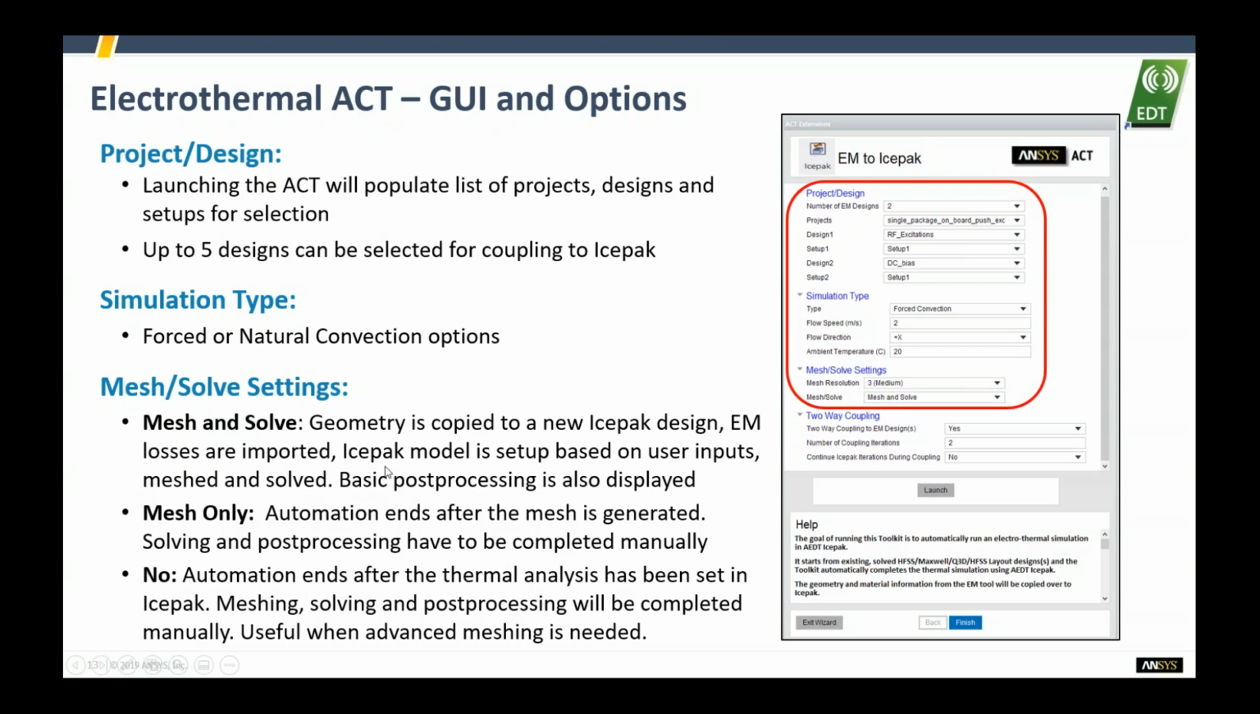Basic post-processing is also displayed. Then we have the mesh only option, which will automatically end after the mesh is generated. Solving and post-processing have to be completed manually in this case. The no option means automation ends after thermal analysis has been set in iSpec. Meshing, solving, and post-processing will be completed manually, useful when advanced mesh is needed.